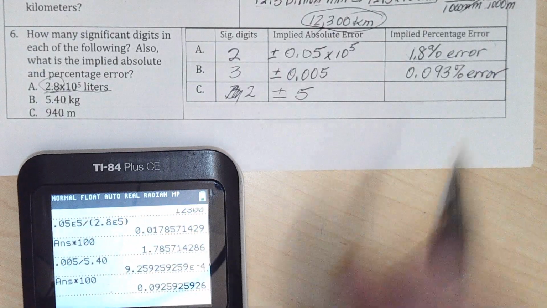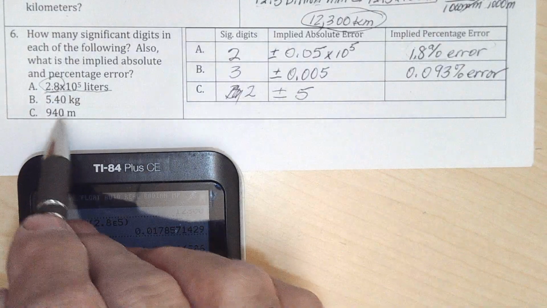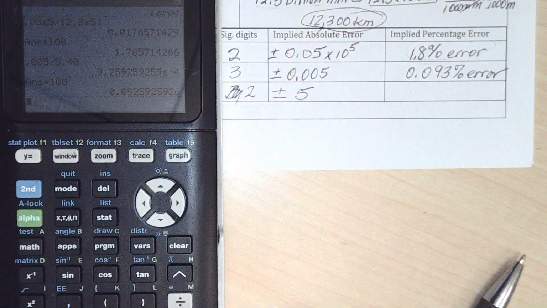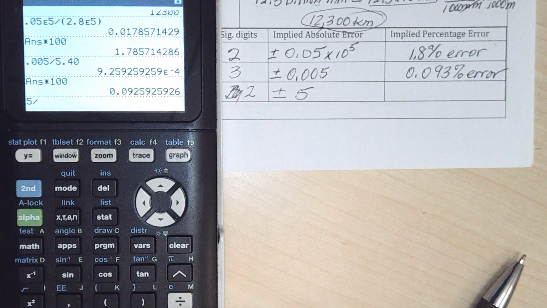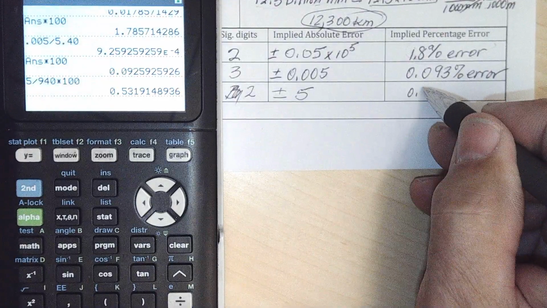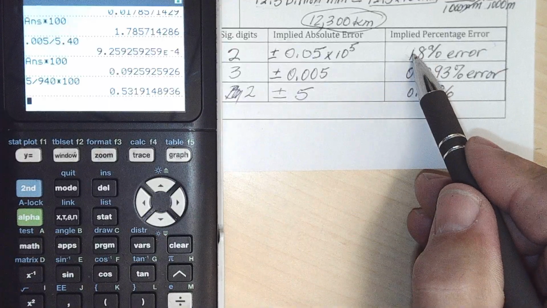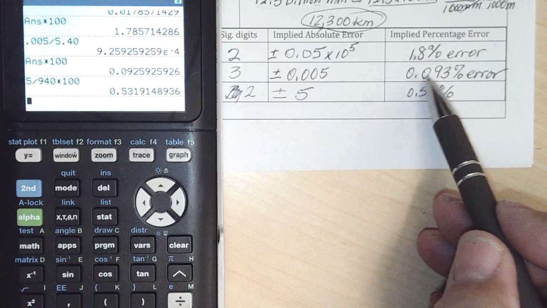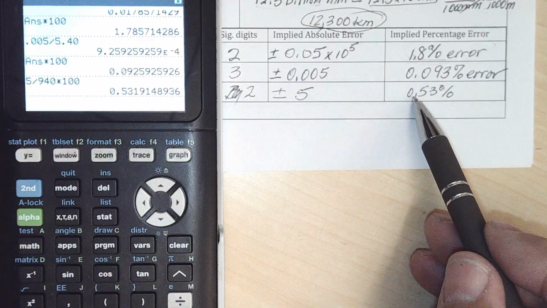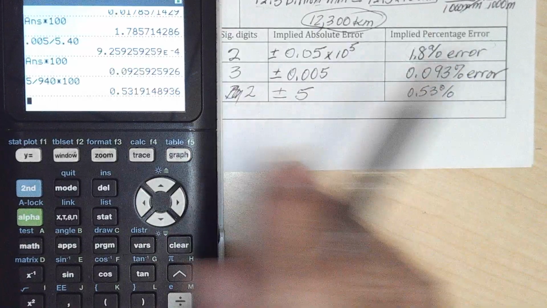And so to get the percentage error, it's going to be 5 divided by 940 times 100 to make it percent, and it's got 0.53% error. This is almost 2% error. This is about 0.1% error. This is about 0.5% error. This has got the least error. This has got the most error.